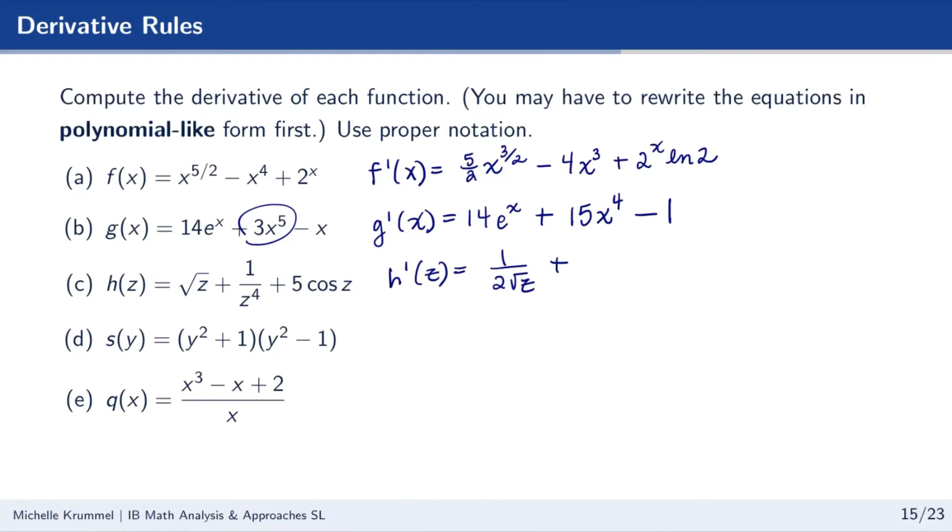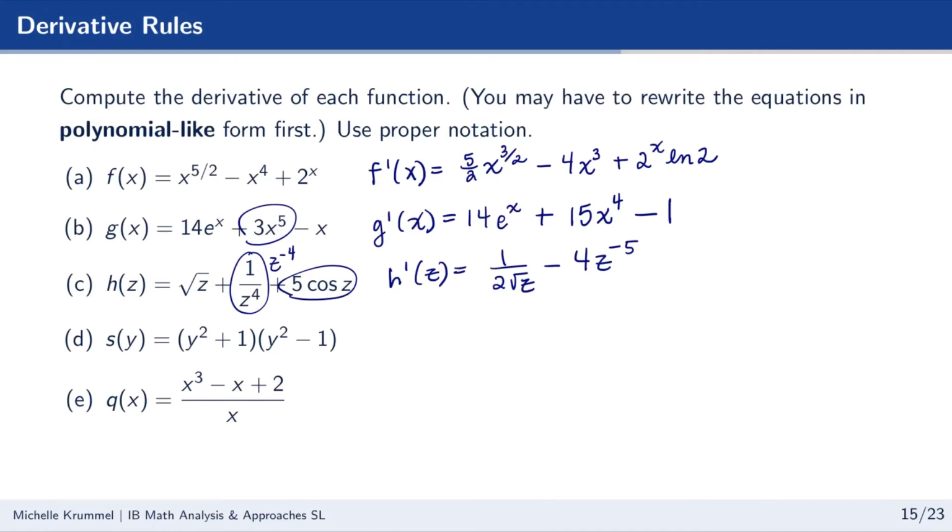To find the derivative of 1 over z to the power 4, we need to rewrite this as z to the power negative 4 so that we can use the power rule. The derivative of z to the power negative 4 is negative 4z to the negative 5. So typically when I'm doing this, I would just change that plus to a minus, and then 4z to the negative 5. And we can rewrite that as 4 over z to the 5th, which we'll wait and do in a moment.